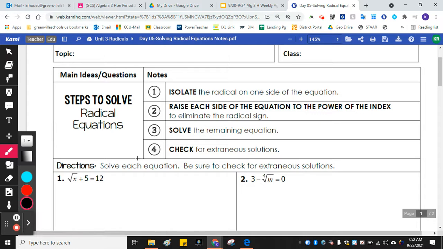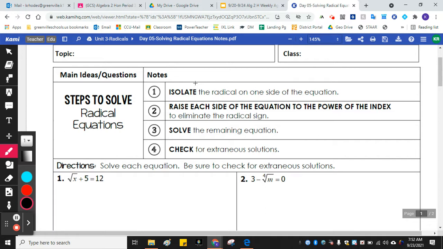Today we're going to be solving radical equations. So the first thing you want to do is isolate the radical, get it by itself. Raise each side to the power of the index to eliminate the radical. So if it was square root, you'll square both sides. And then solve the remaining equation.